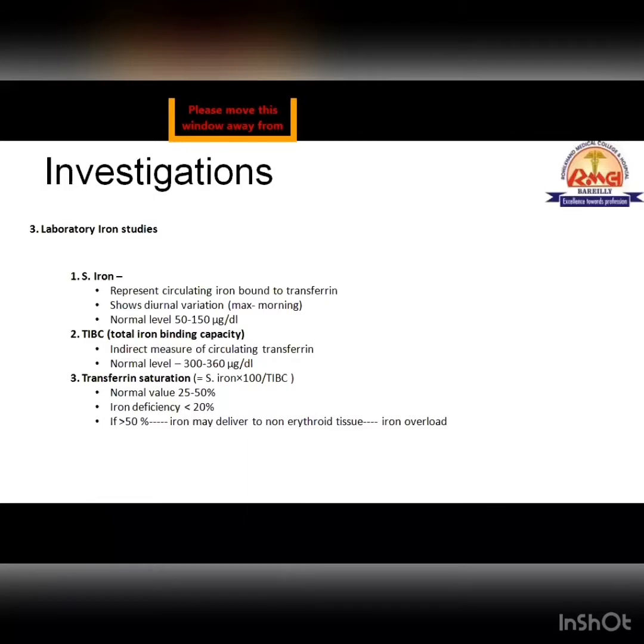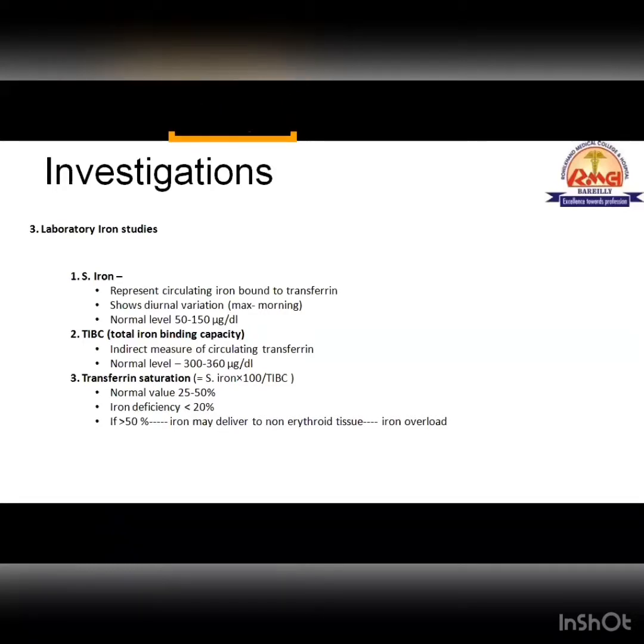So transferrin saturation may vary from 25% to 50%. Okay, if it is more than 50%, it means this transferrin may deliver this iron to the non-hematopoietic cells. It may deliver to somewhere like myocardium or liver, and it will lead to iron overload there and ultimately dysfunction. And if it is less than 25, lower limit being 20%, it will indicate iron deficiency anemia.